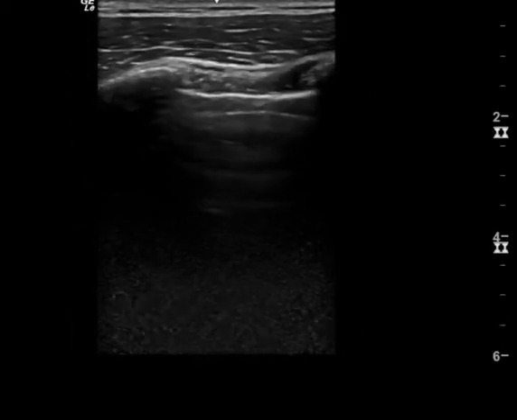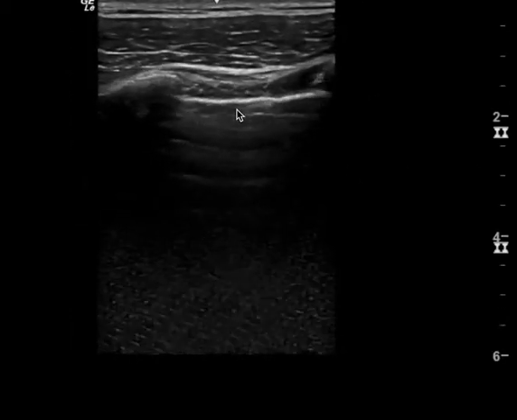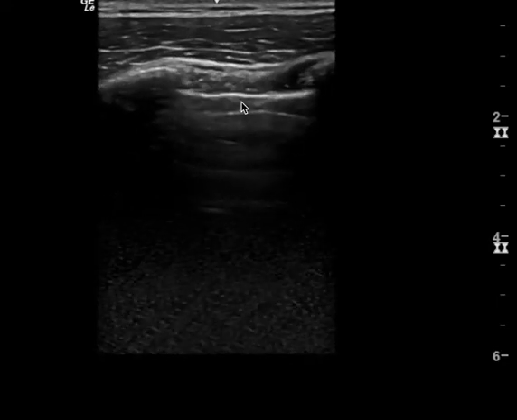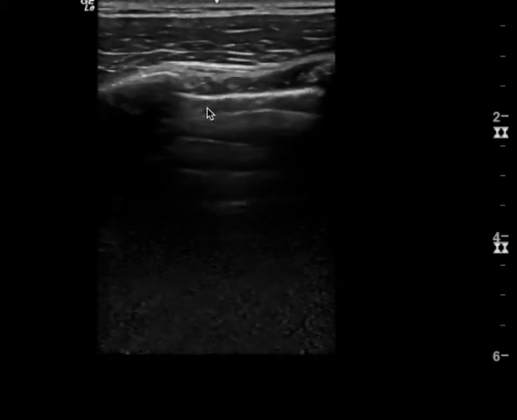This is the second case. This is one side of the lung. You can see that there is movement of the lung here. I don't think there's a lung point.